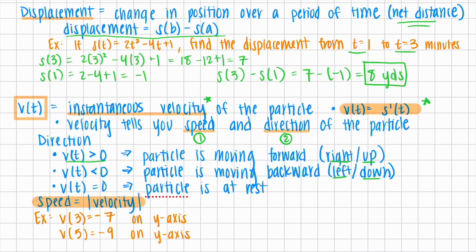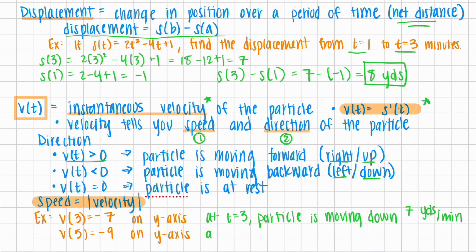Let's say they tell you v of 3 equals negative 7, and let's just say you're on the y-axis. That means at t equals 3, the particle is moving down. We know that because it's negative. Down, and I'm just going to say 7 yards per minute. So 7 yards per minute is my speed. That's the absolute value of negative 7. And I know I'm moving down because my velocity is negative.